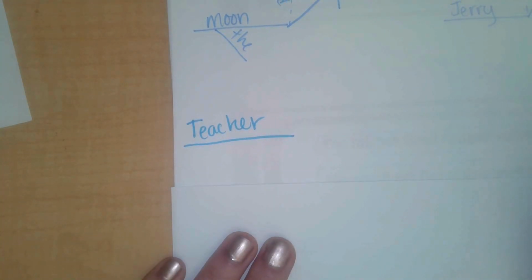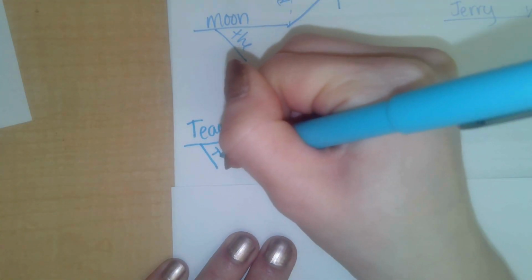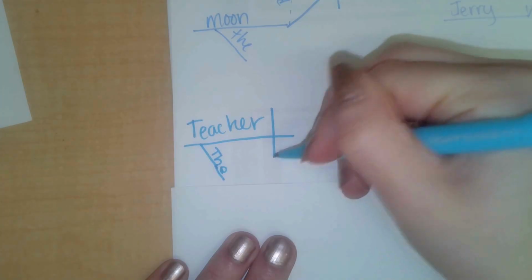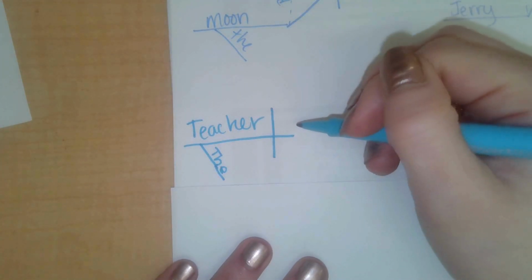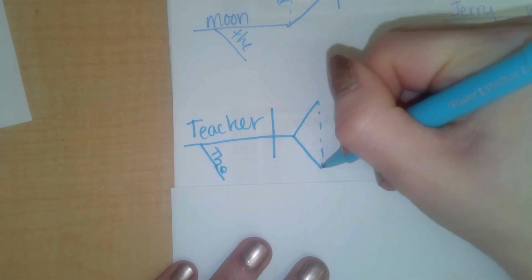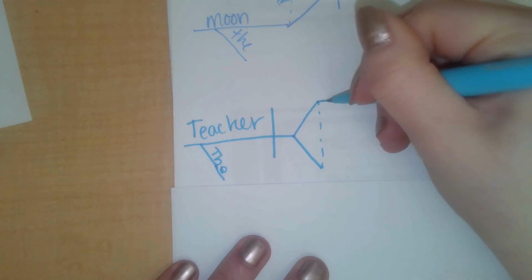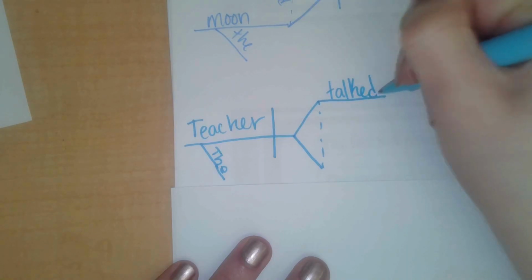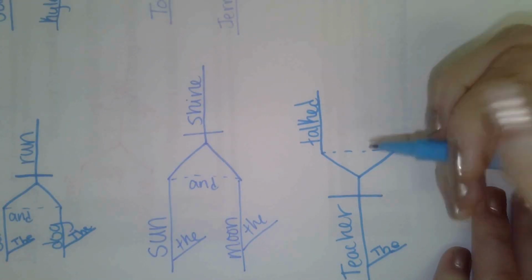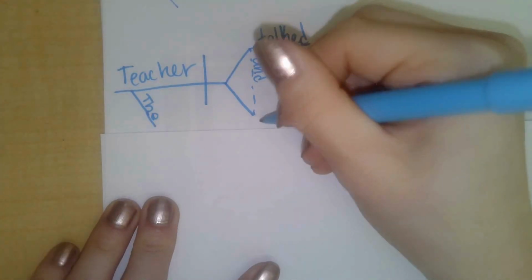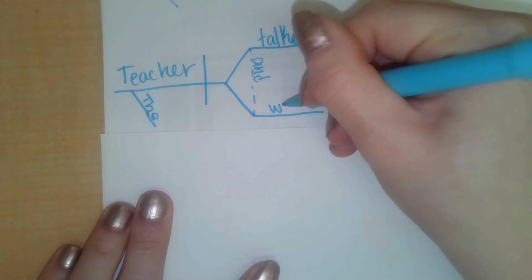We have our horizontal line. Which teacher? It's the teacher. Then we need our vertical line, as always, to separate our subject from our verb, and split the horizontal line into two horizontal lines. Our first verb is talked. Then we have our conjunction, and. Put it on the conjunction line. And then our second verb is wrote. The teacher talked and wrote.